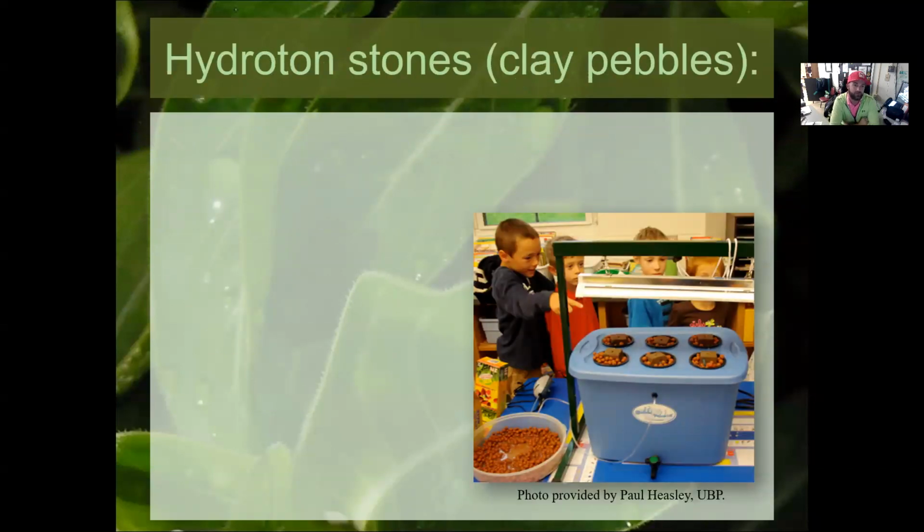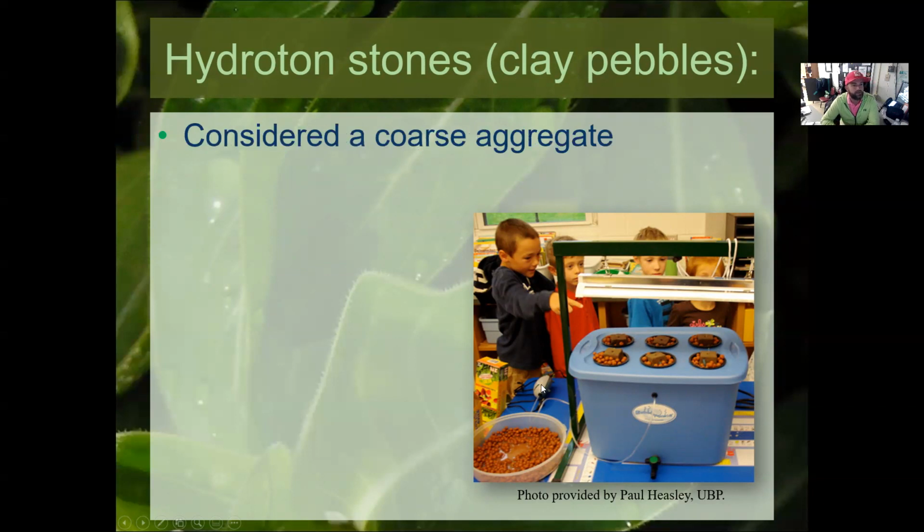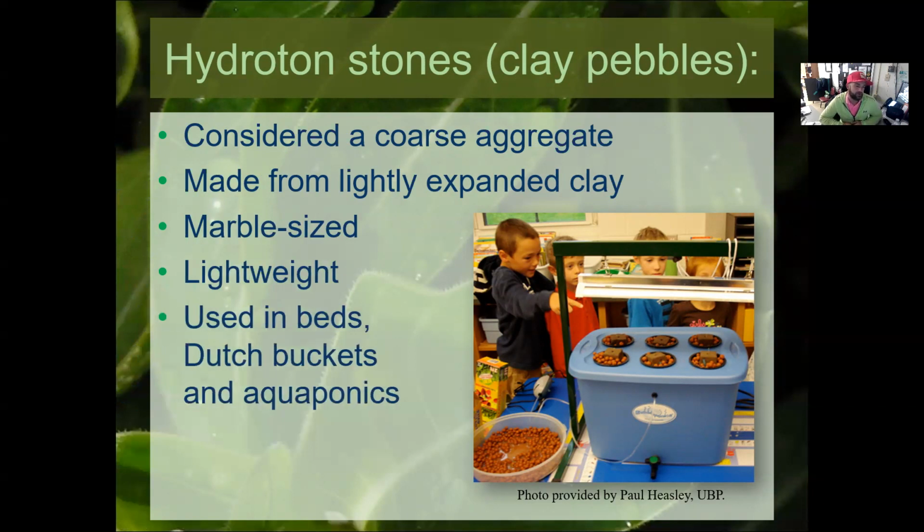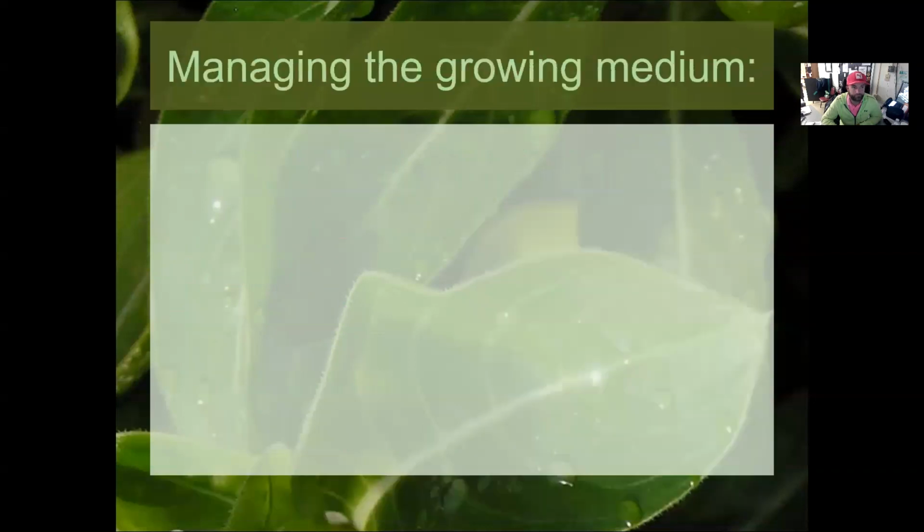Talking about hydroton stones, these are clay pebbles. You can see them down here in the bottom of the picture and around the plants. They are considered a coarse aggregate, made from lightly expanded clay. So they're going to hold some moisture and they're going to give some in there. Typically marble size, lightweight, used in beds, Dutch buckets, and aquaponics, and popular with smaller growers. These stones are generally popular with smaller growers because the cost is a little bit cheaper and they last a little bit longer.